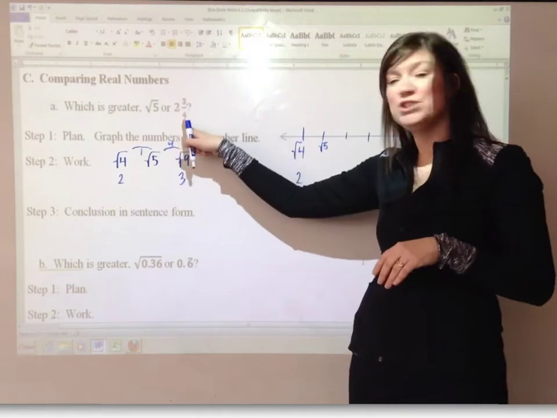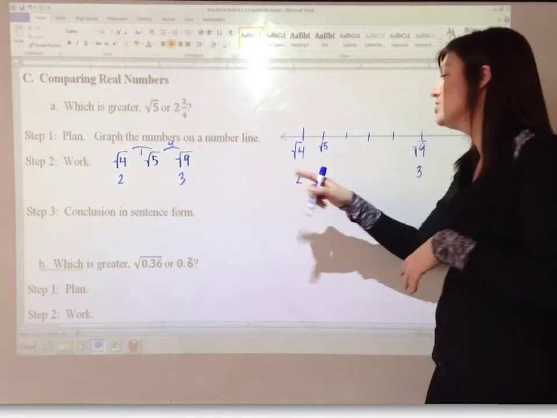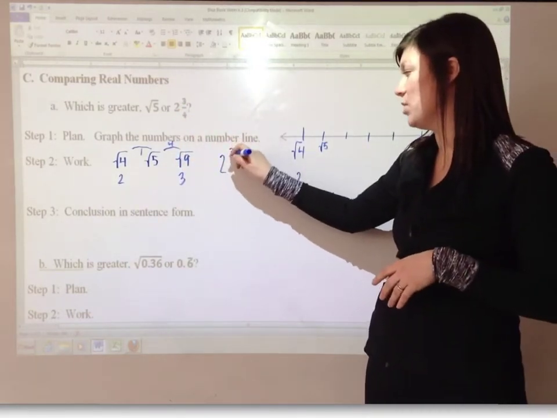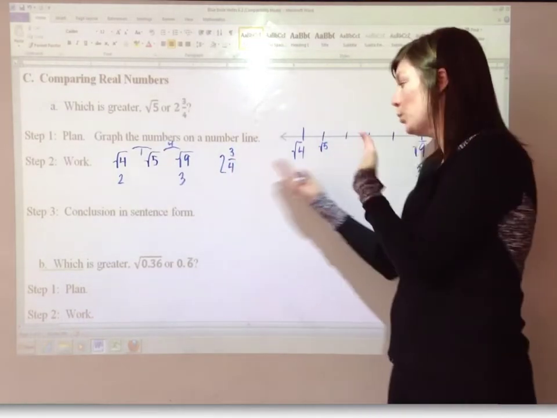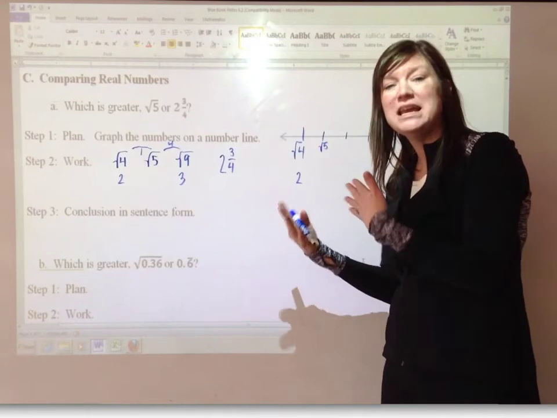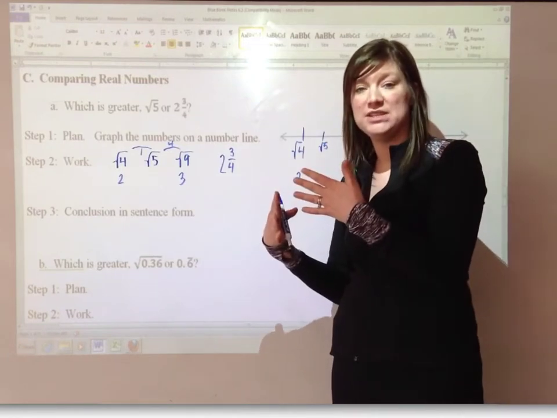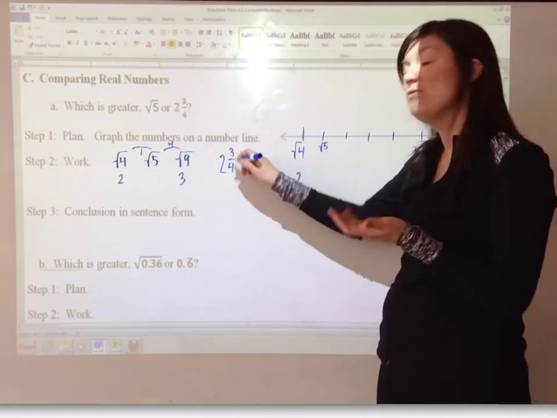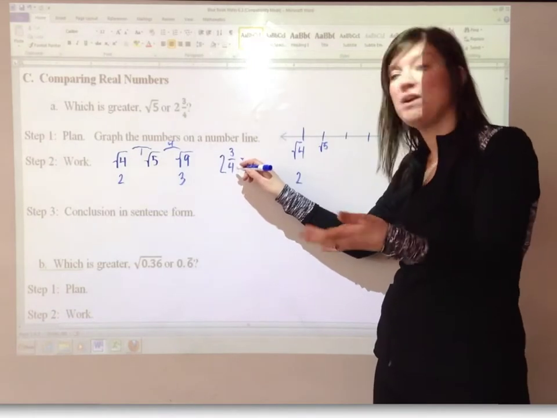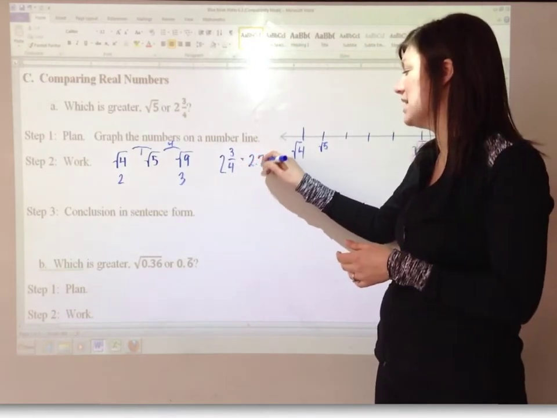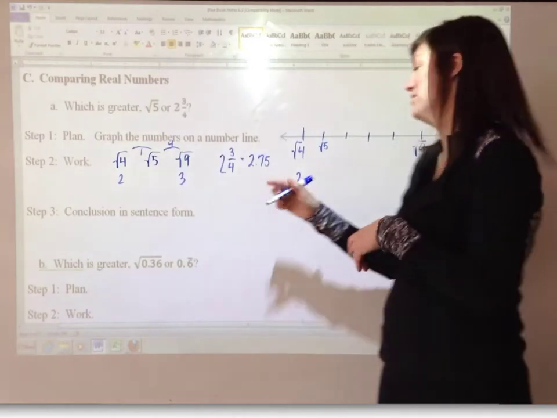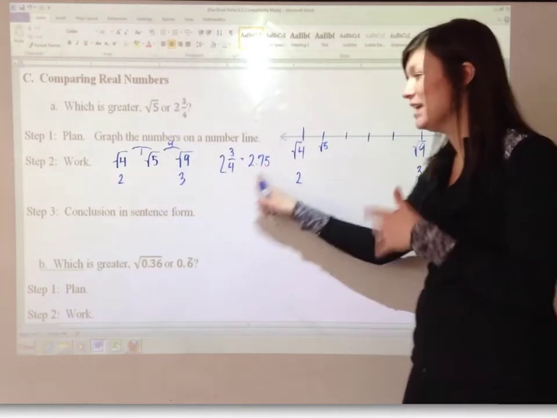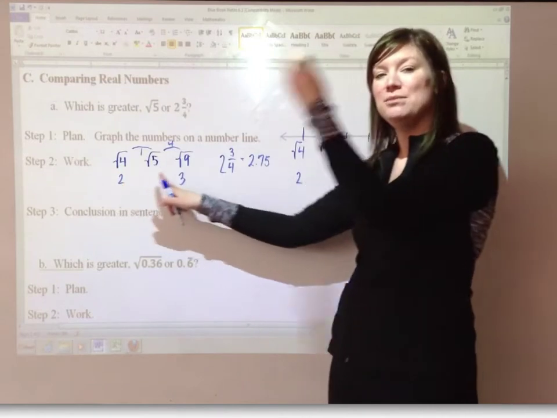Now, where does 2 3/4 live? Well, 2 3/4 is in mixed form. We could change it to improper if we wanted to, but since we're relating this in decimals, I'm sure you know how to figure out the decimal equivalent. So 3/4 is the same as 75/100. So we can say that's the same as 2 75/100, also known as 2.75. So 2.75, is that going to be closer to 2 or is that going to be closer to 3?